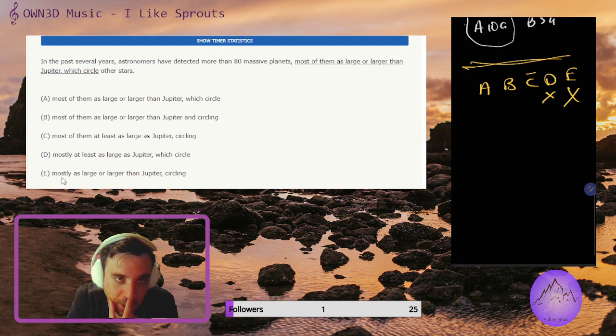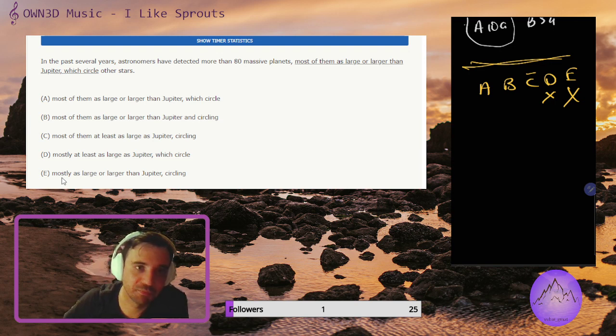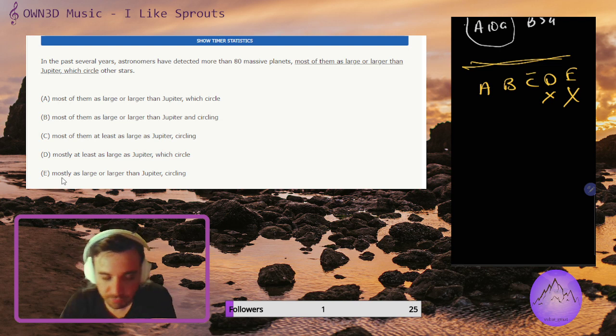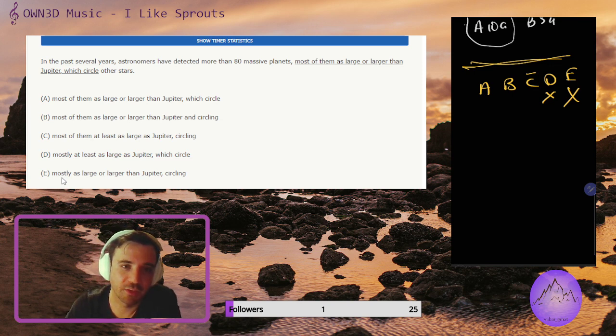And then looking at the others, they were all split between how they finished. So, most of them as large or larger. I don't think there's anything technically wrong with that. It's just a bit wordy. Most of them at least as large is probably a more succinct way of saying the same meaning. But again, I don't think it's technically wrong to say as large or larger. So I really think the separation is on that last part of the sentence: most of them as large or larger than Jupiter, which circle other stars.